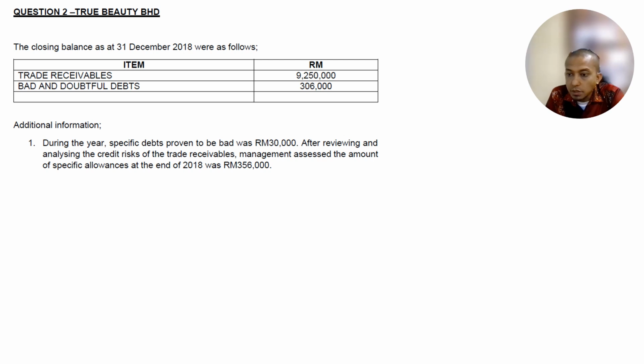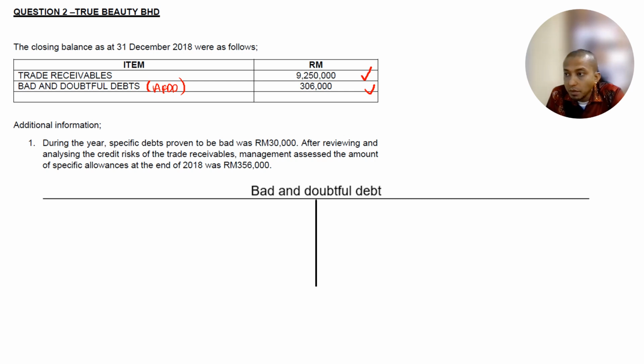So next question is question 2 here. Similar to the previous question, they give us trade receivable and bad and doubtful debt, which is equal to allowance for doubtful debt. During the year, a specific debt is proven to be bad. Proven to be bad means that this is confirmed as bad debt. After reviewing the credit risk of trade receivable, management assesses the amount of the specific allowance at the end of the year at 356,000. So the question gives us already. This one is our CD.